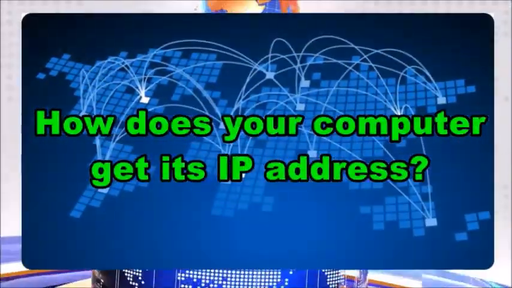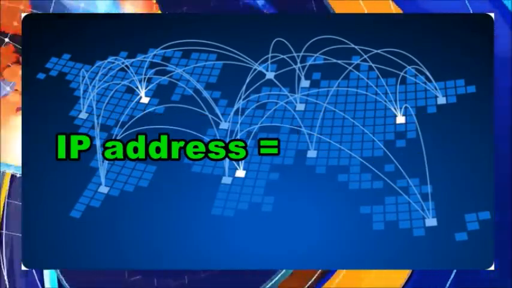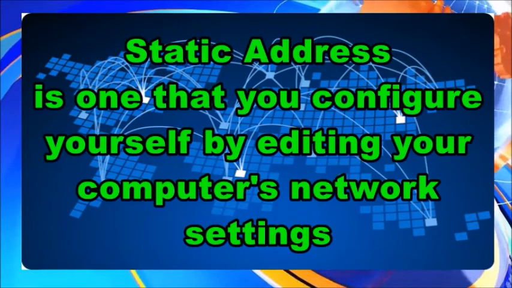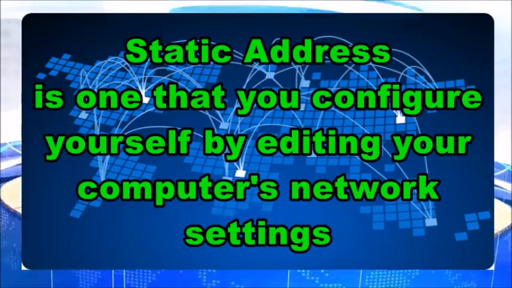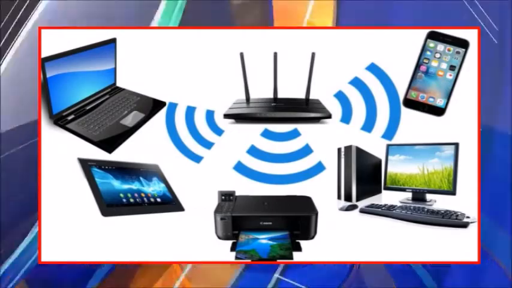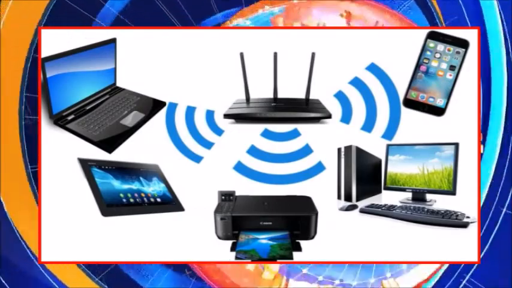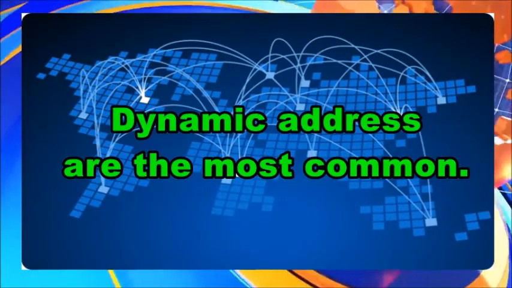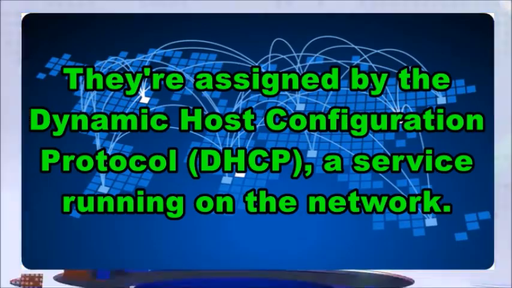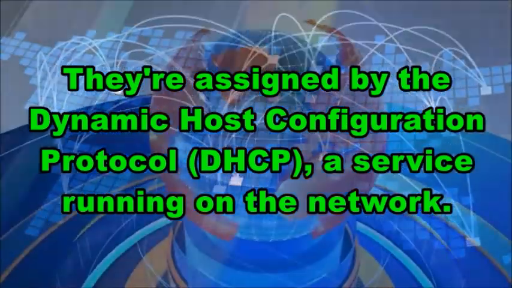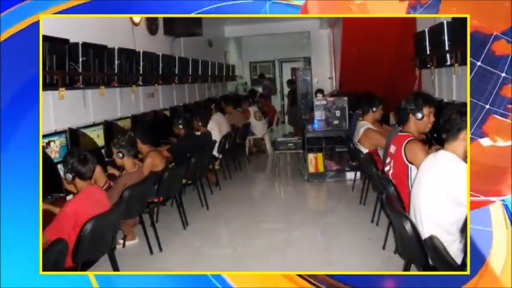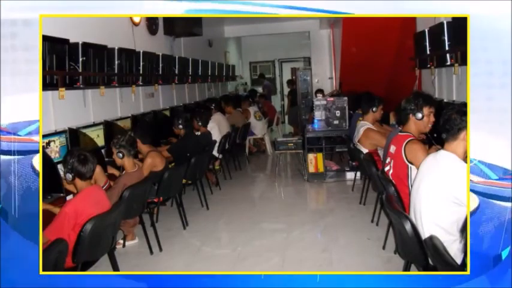How does a computer get its IP address? An IP address can be either dynamic or static. A static address is one that you configure yourself by editing your computer's network settings. This type of address is rare, and it can create network issues if you use it without a good understanding of TCP/IP. Dynamic addresses are the most common. They're assigned by the Dynamic Host Configuration Protocol, or DHCP, a service running on the network. DHCP typically runs on network hardware, such as routers or dedicated DHCP servers.